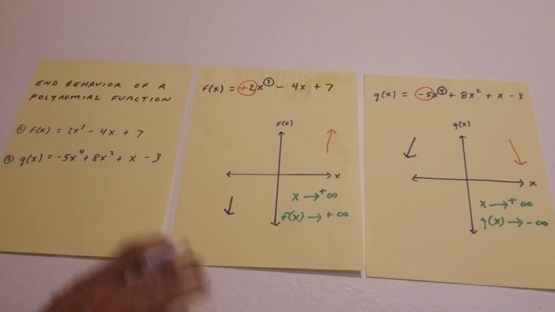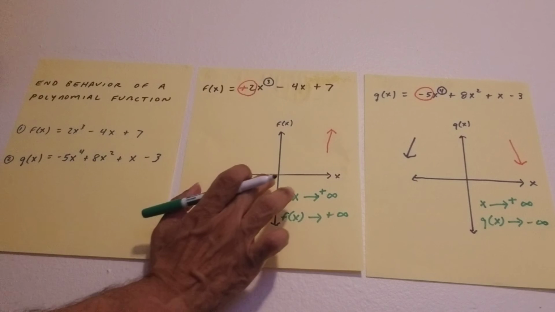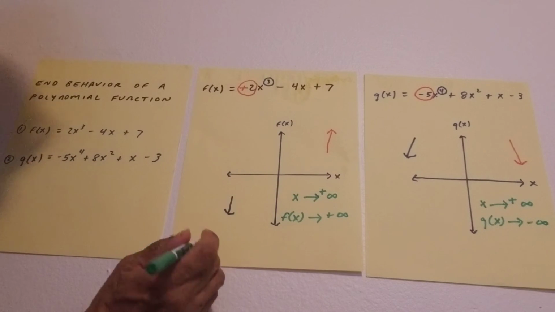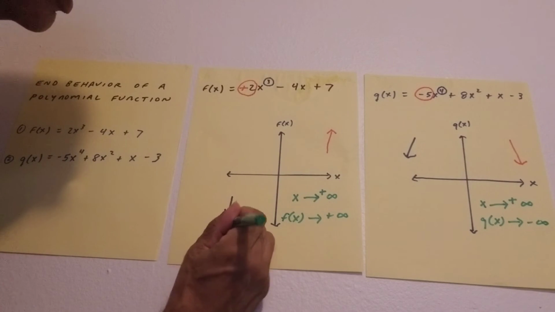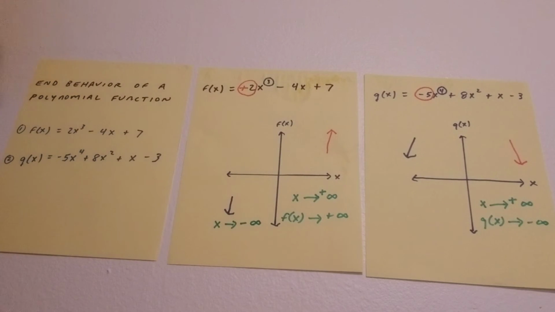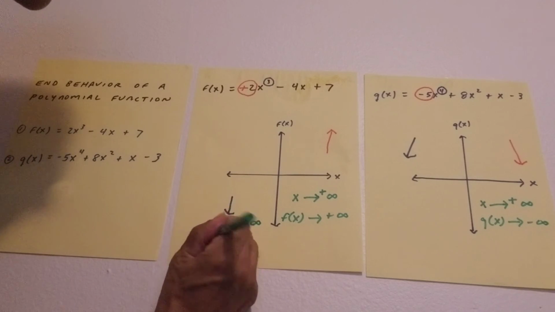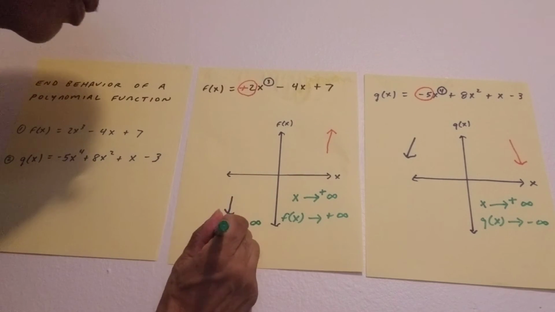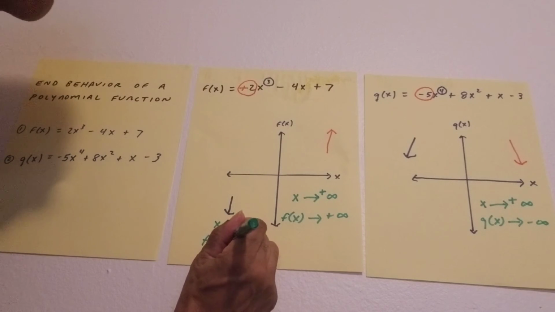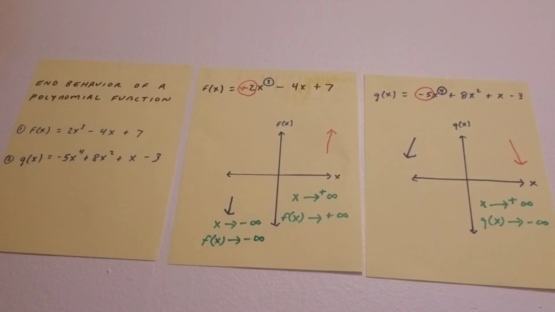Lastly, we have to consider the left-hand side of the function. You have a right end and a left end. On the left-hand side, looking at the first function, the f function, as x approaches negative infinity, you must include that negative sign, then the function is going down on the left-hand side. So the function is approaching negative infinity.